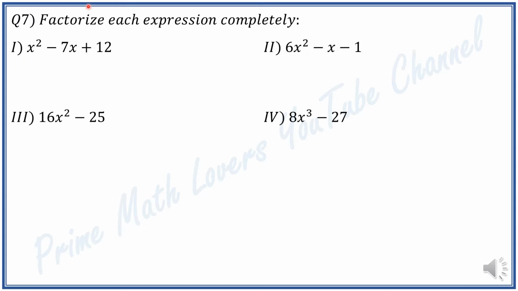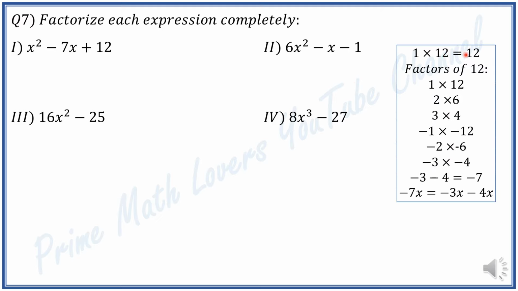Question 7. Factorize each expression completely. First one is x squared minus 7x plus 12. This is a quadratic form expression. First, we multiply the coefficient of x squared, which is 1, with the constant, which is 12. And we get 1 times 12 is 12. Then we write down all the factors of 12, which are 1 and 12, 2 and 6, 3 and 4, negative 1 and negative 12, negative 2 and negative 6, negative 3 and negative 4.